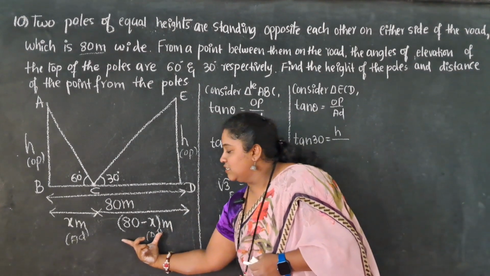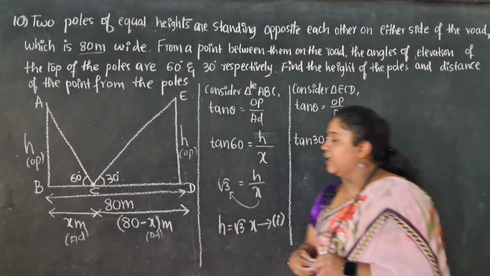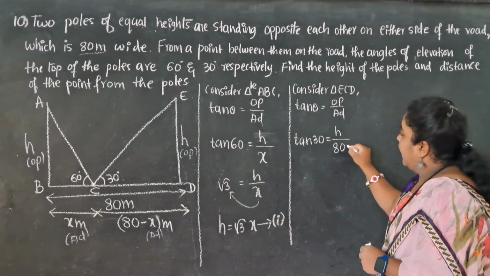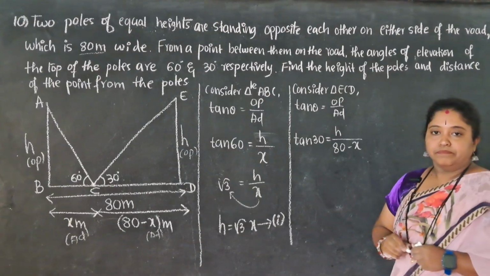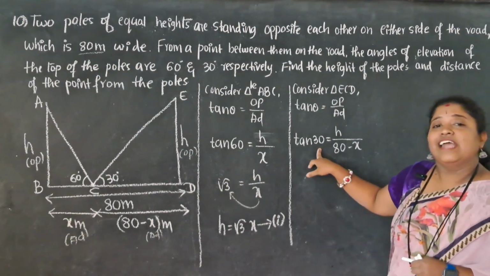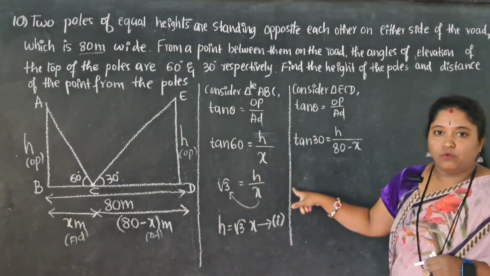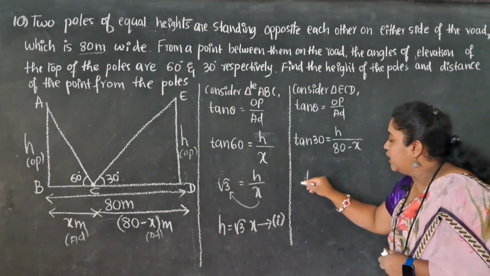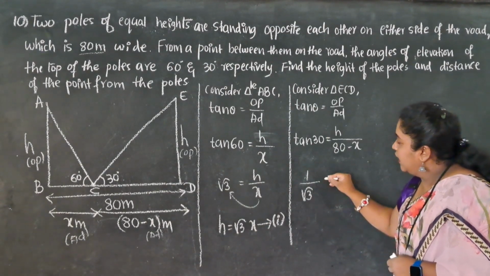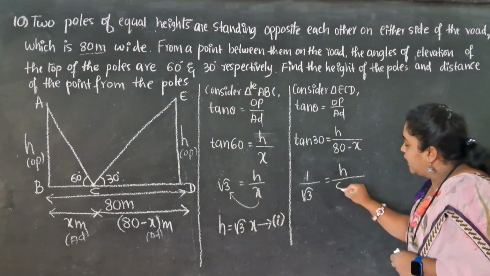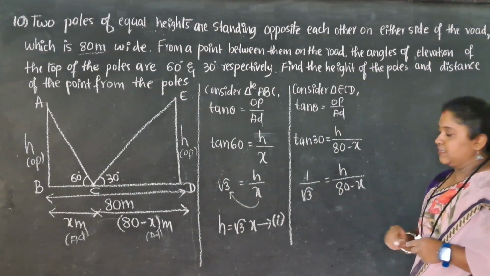And what is the adjacent, dears? 80 minus x. Let me substitute here 80 minus x. Understanding? And what is tan 30 value I have? Tan 30 is nothing but 1 by root 3. Quickly you have to remember the values. 1 by root 3 is equal to h divided by 80 minus x.